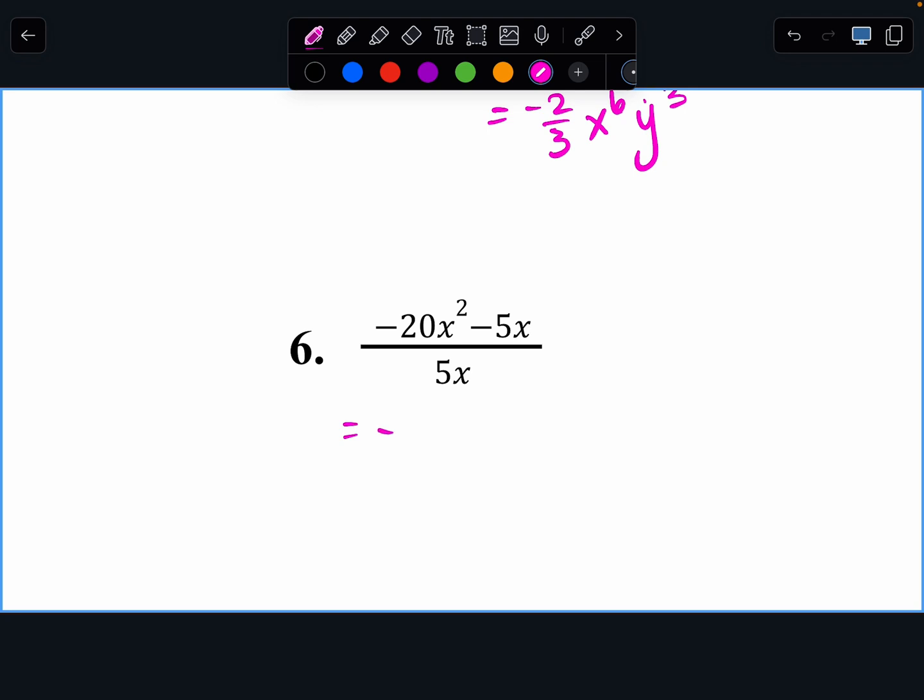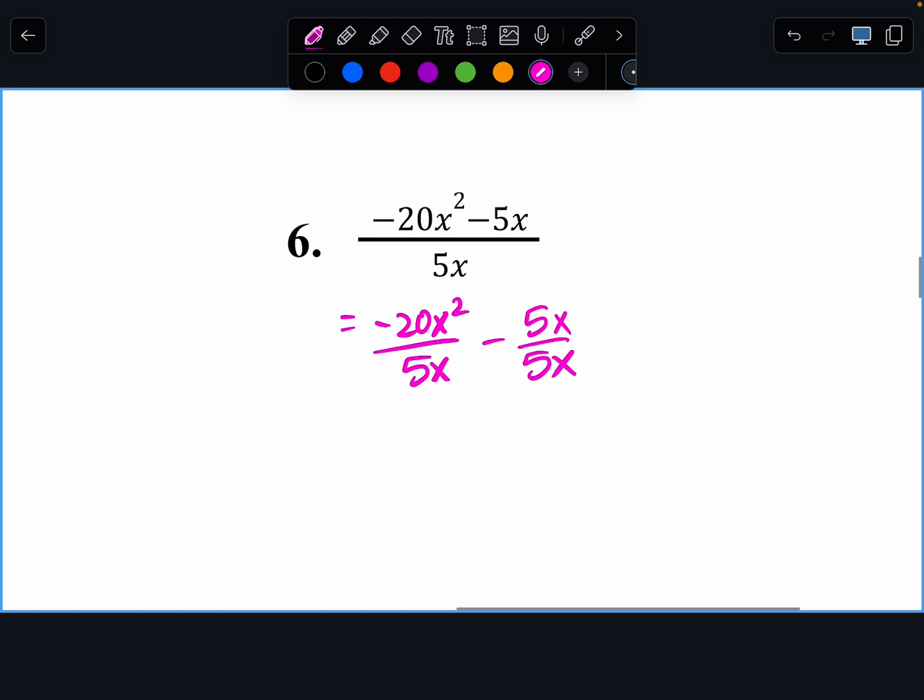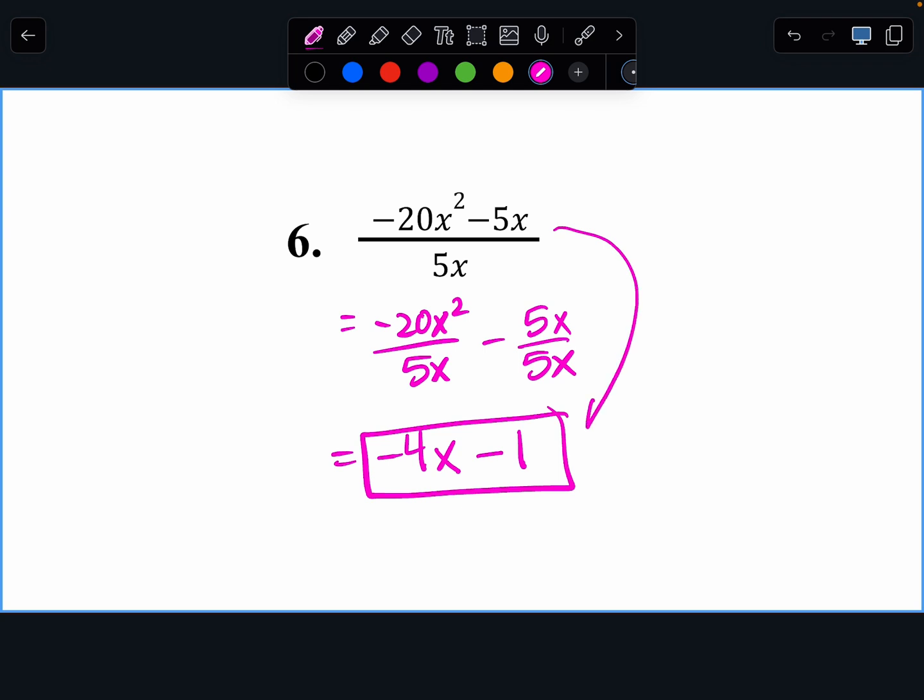So that becomes negative 20x squared over 5x minus 5x over 5x. All I did was break that into two separate pieces. So that becomes negative 4x minus 1. It just is more simple, less complicated, less mess to look at and deal with as we go through if I needed to substitute or solve for something.